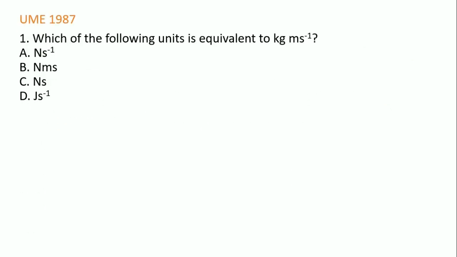UTME 97 question number 1. Which of the following units is equivalent to kilogram meter per second? Now, if you take a good look at it, you will notice that this is the unit for momentum, because momentum is mass times velocity. Mass is in kilogram, velocity is in meter per second. So that is for that.